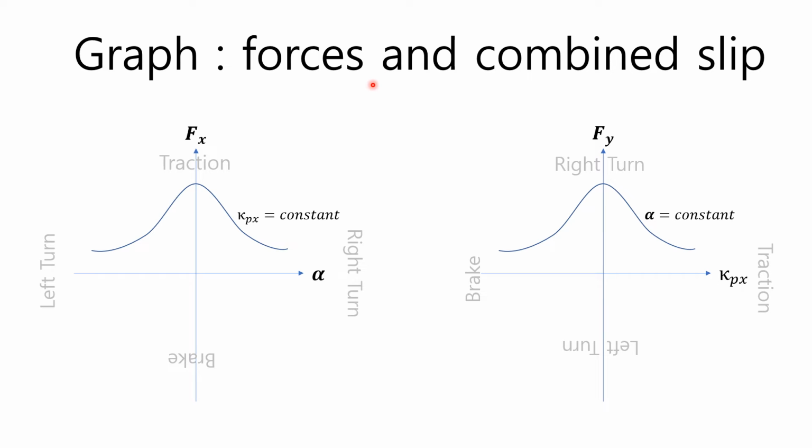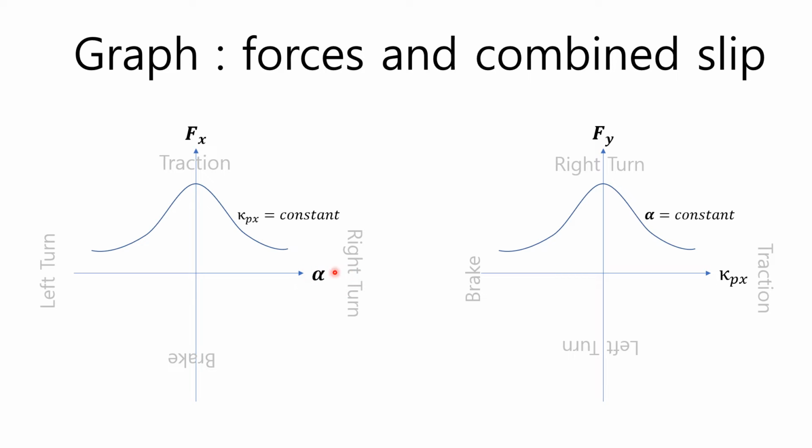And now that we have understood the sign convention and reviewed the combined slip of the previous video, let's draw a graph of the lateral force, longitudinal force, and the combined slip. The purpose of our graph is to analyze the tendency of the constant longitudinal slip kappa px curve when the vertical axis is the longitudinal force Fx and the horizontal axis is the side slip angle alpha.